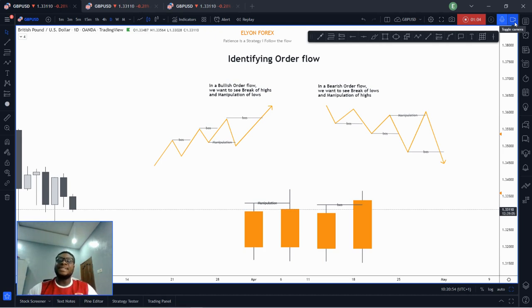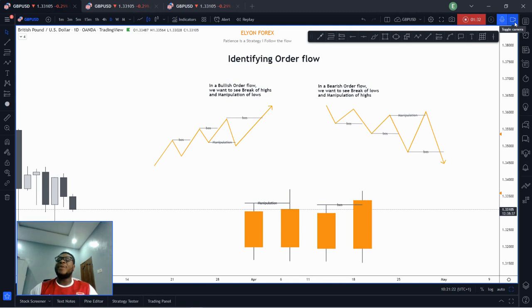So the reason why we say this is because the retail concept of uptrend and downtrend is that in an uptrend you want to see series of higher highs and higher lows, while in a downtrend you want to see series of lower lows and lower highs. But you agree with me that the market is not always this perfect. There are sometimes that in an uptrend, instead of seeing series of higher highs and higher lows, you will see lower highs and lower lows in between. So it gets confusing sometimes.